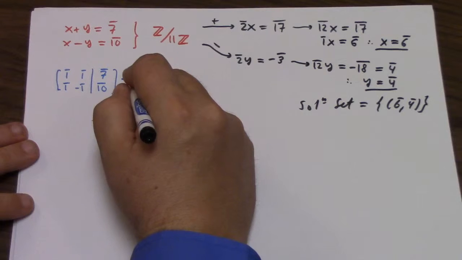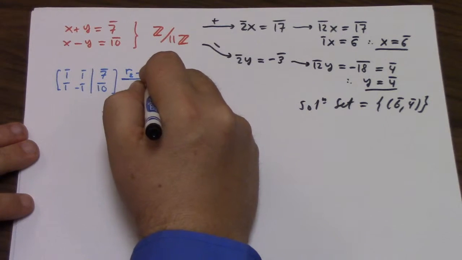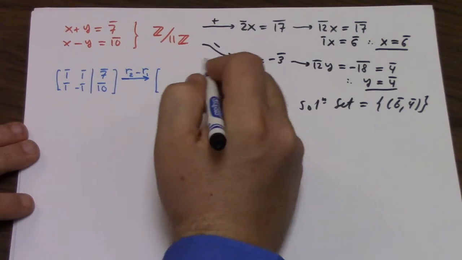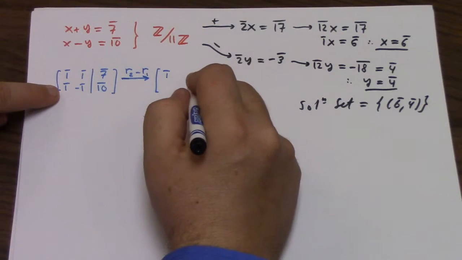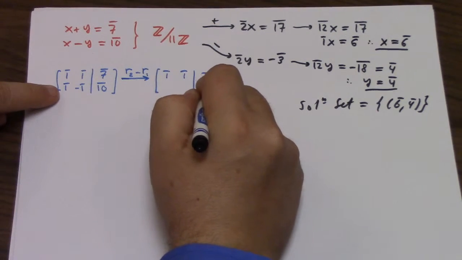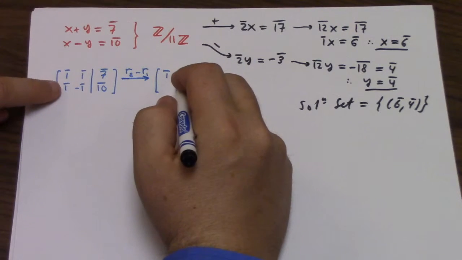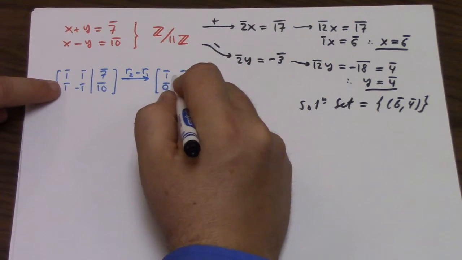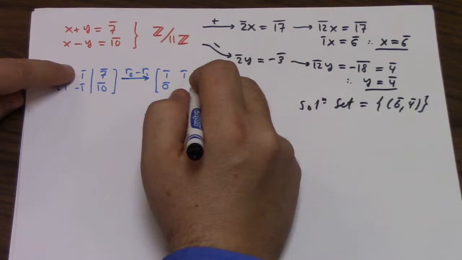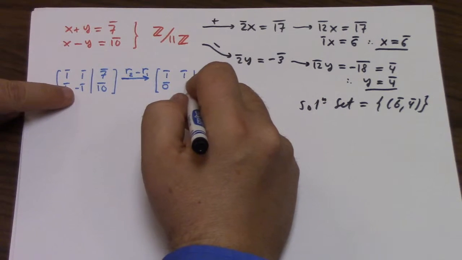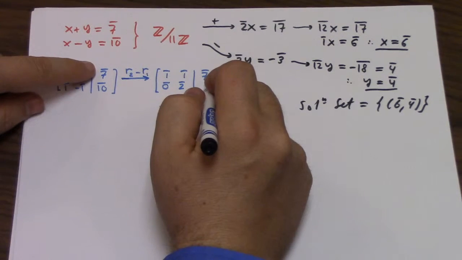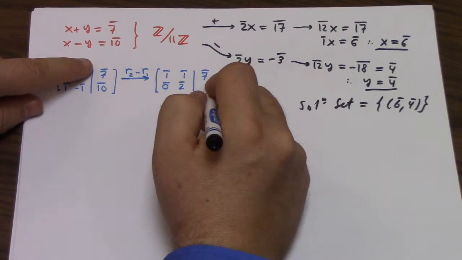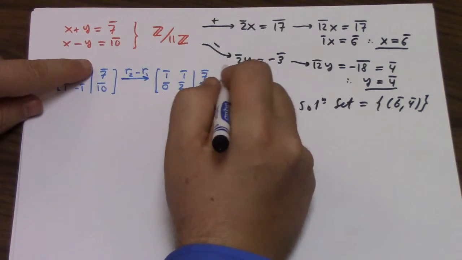All right, so row 2 minus row 1. So row 2 minus row 1, 1 is left alone, right? And 1 bar minus 1 bar is 0 bar. 1 bar minus a minus 1 bar is plus, right? So that's the 2 bar. And let's see here, 10 minus 7 is 3 bar, right?